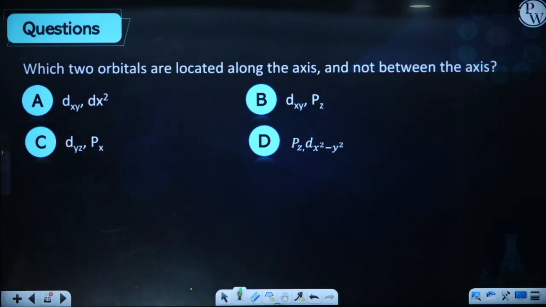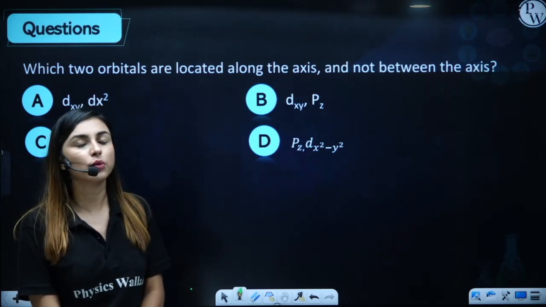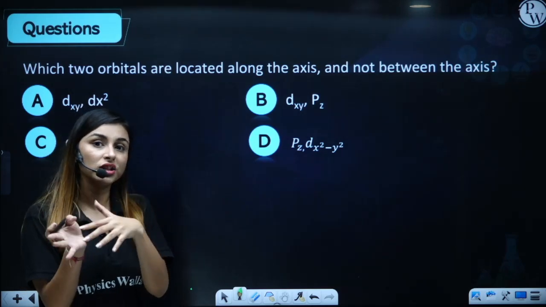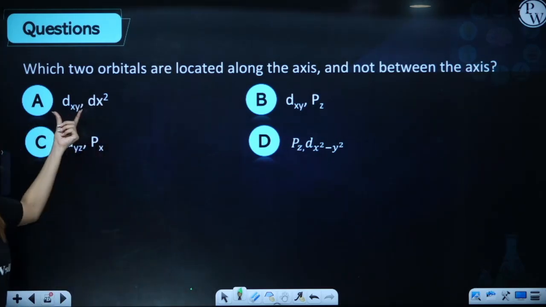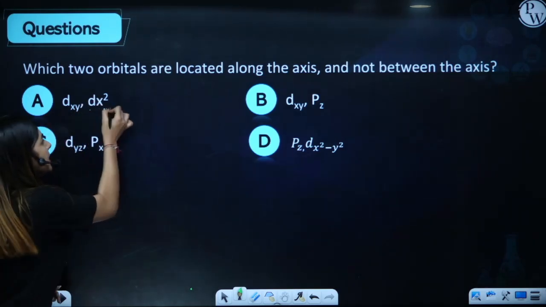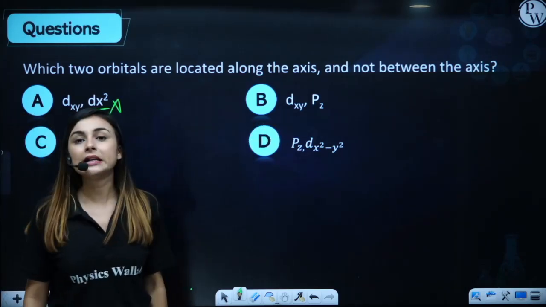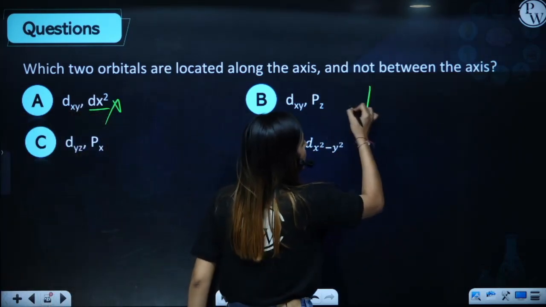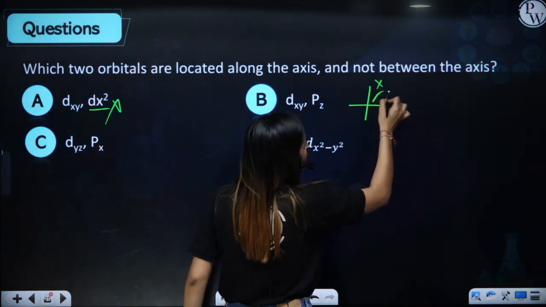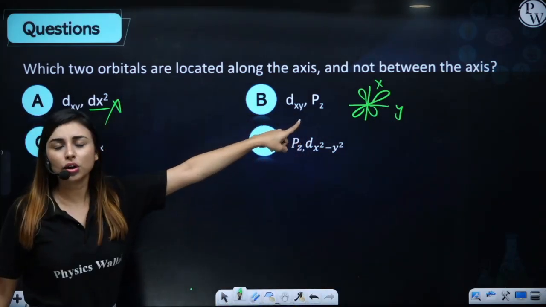Now, which two orbitals are located along the axis and not between the axis? You have to tell which of the following are located along the axis and not between the axis. So you need to know the shapes here. First is dxy, dx square. Ma'am, there is no orbital named as dx square, right? So this option is wrong. Next, dxy and pz. If I talk about dxy, you will have x-axis, you will have the y-axis, and ma'am, the orbitals will be in between the axis. We want along the axis, right? So this cannot be the right option.